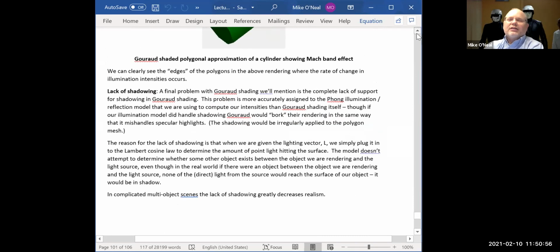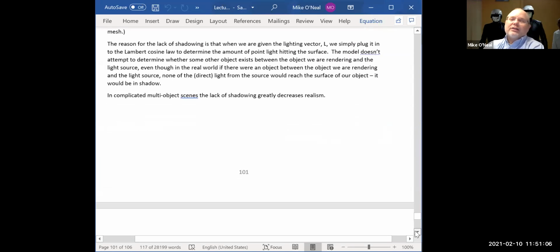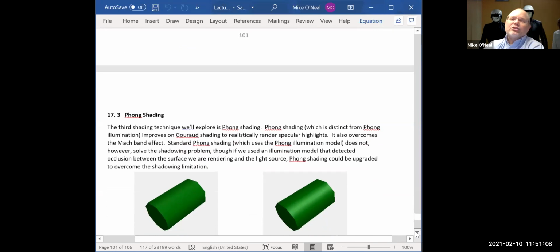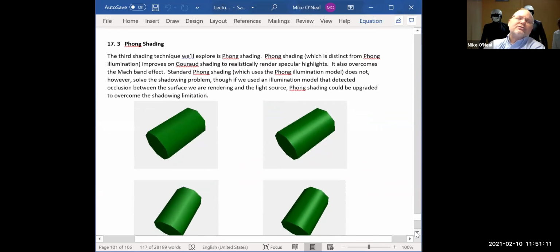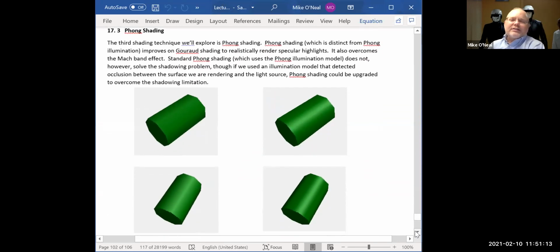And lack of shadowing. These routines of Gouraud shading, flat shading, and even Phong shading that we're going to talk about don't do shadowing. And the reason why they don't do shadowing is that Phong illumination, the underlying illumination model, doesn't do shadowing. Okay, so let's move on to the last technique, Phong shading.